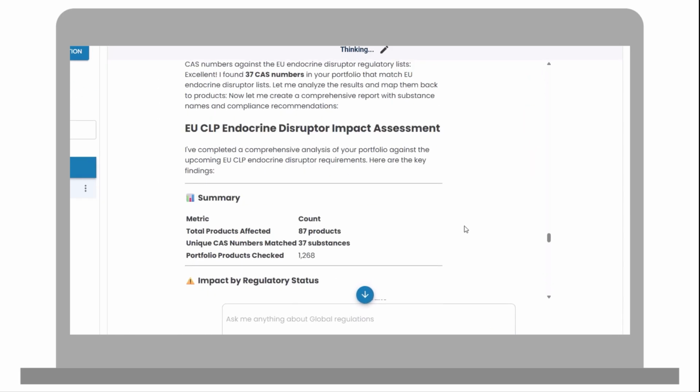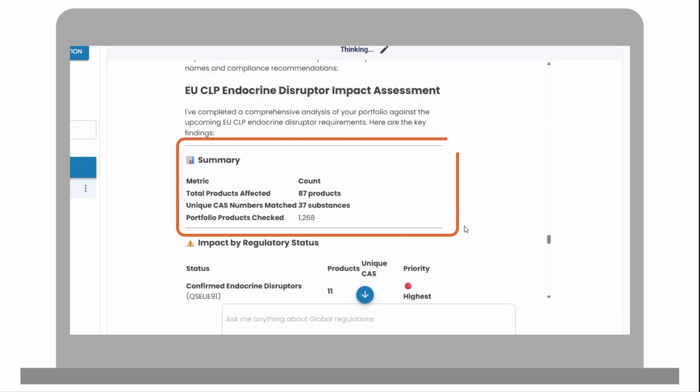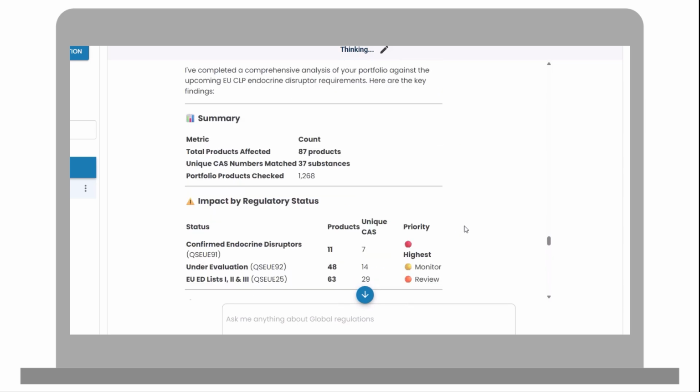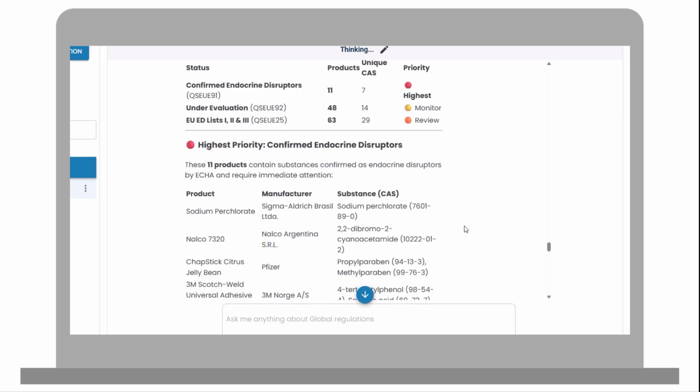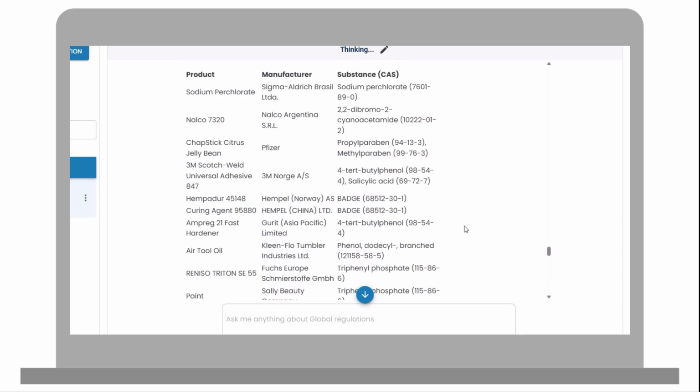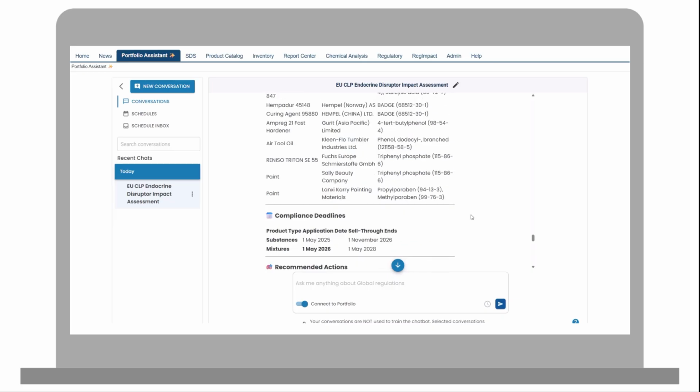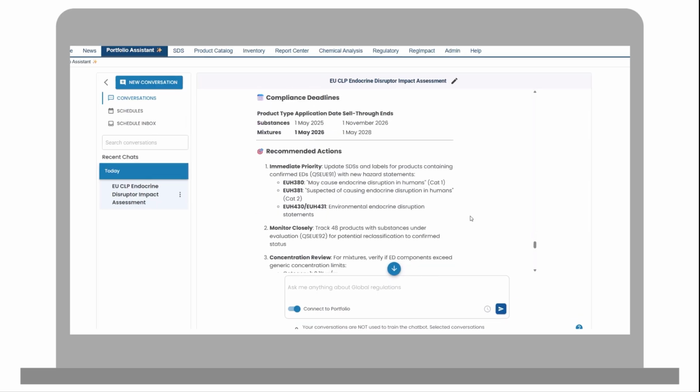A structured output follows. It summarizes the EU CLP updates for endocrine disruptors, explains classification requirements for substances and mixtures, and highlights key regulatory changes and their implementation timelines. Every answer is validated by 3E's team of regulatory scientists and domain experts, not open-source web data.